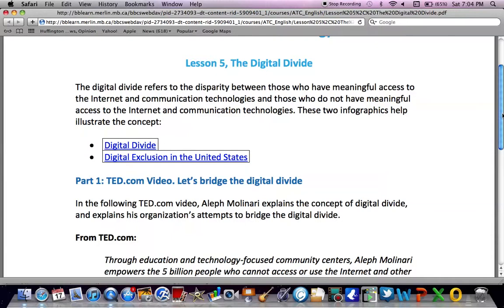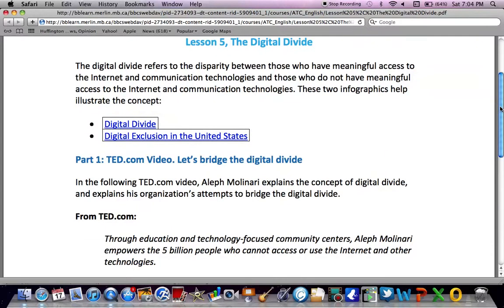So this digital divide is the disparity between those who have the access to technology and those who do not. So we can think of this in a number of different ways. There is an economic digital divide.